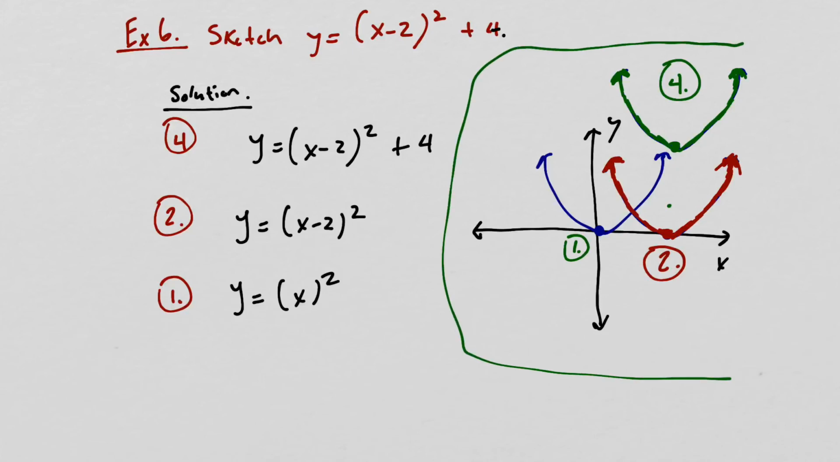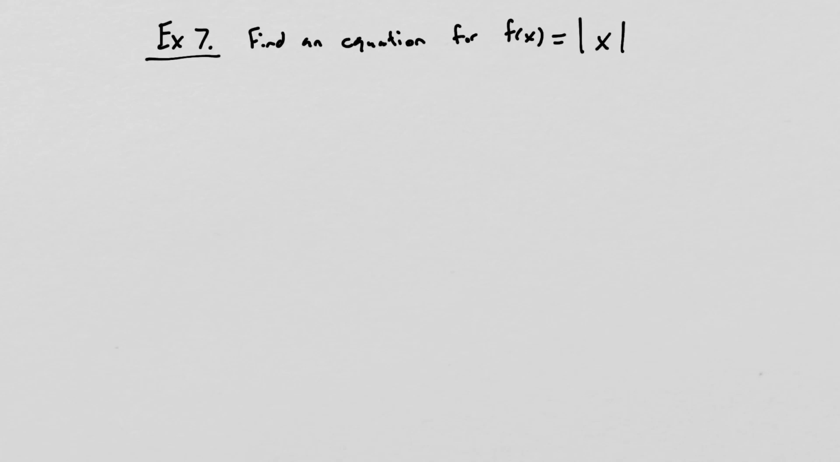All right, let's look at one more. This is example 7. Let's find an equation for f of x is equal to the absolute value of x after shifting f of x to the left by 7 units.